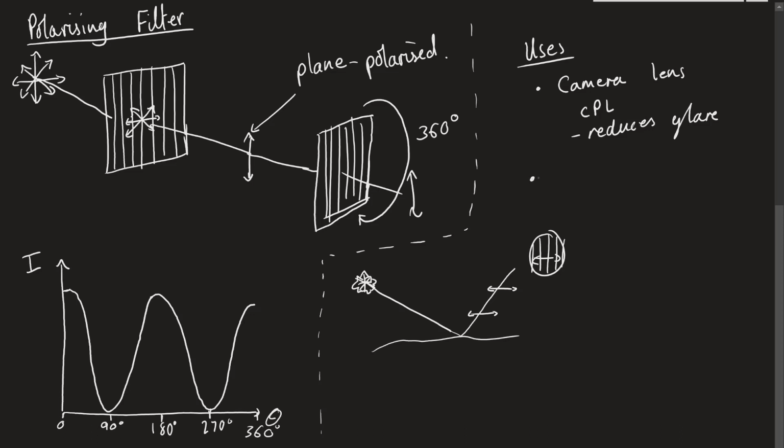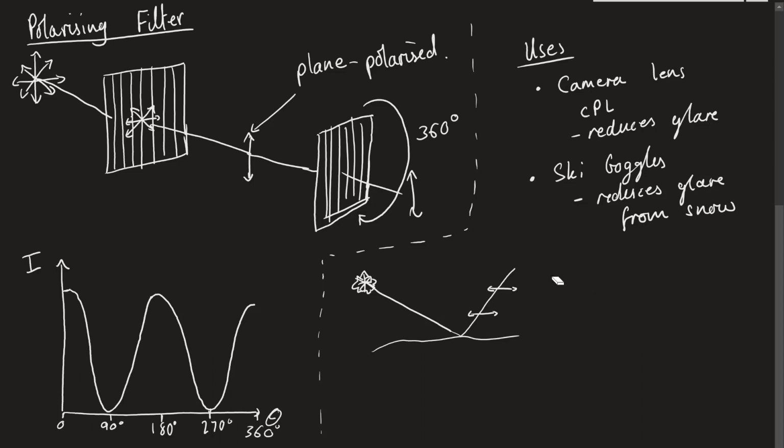The second use that we can look at is ski goggles. So ski goggles work in the exact same way. When light comes down and reflects off the snow, the plane polarizes it, and if you're skiing, you don't want glare, because if that hurts your eyes, you close your eyes and you're skiing at high speeds, it's very dangerous. So this also reduces the glare from the snow, from the light that's been reflected off the snow.